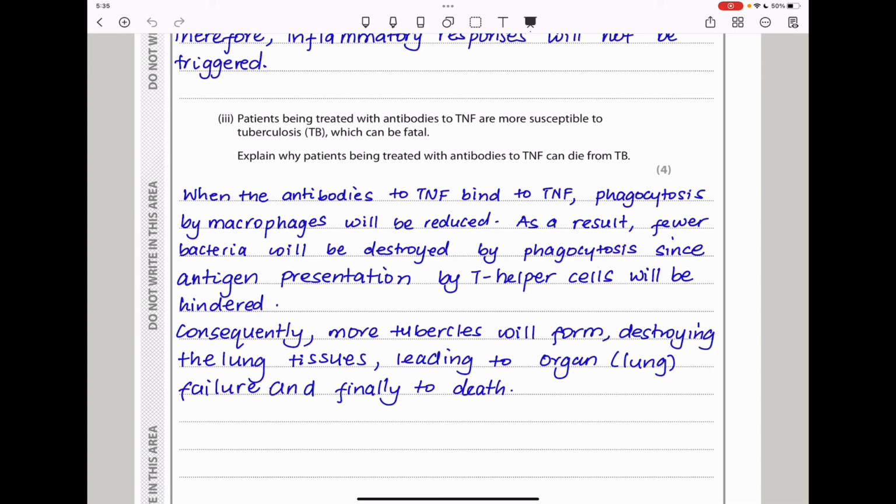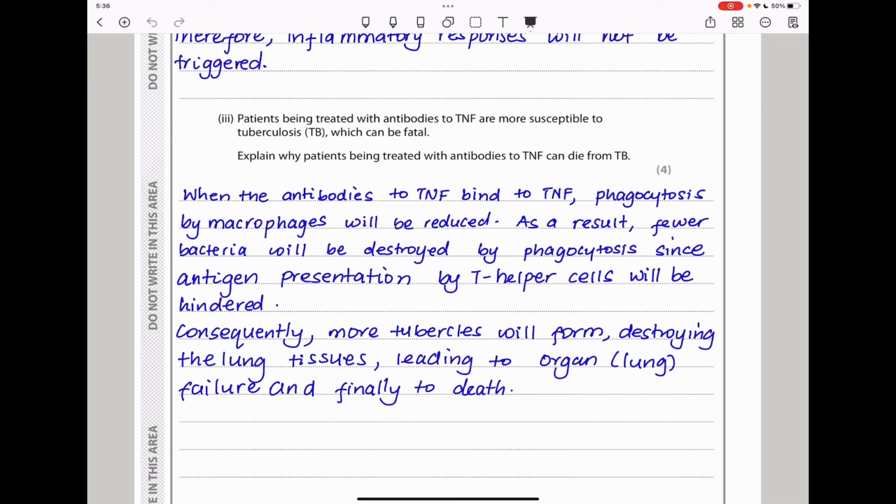And antigen presentation to the T cell will be hindered. So remember, the T cell is triggered by an antigen presenting macrophage. If the macrophages are not presenting their antigens, it means the T helper cells will not be triggered. And if they are not triggered, it means they will not cause the B cells to rapidly divide, causing the production of antibodies. So here, consequently, we can see the tubercles will form, destroying the lung tissues, leading to organ failure, and finally to death.